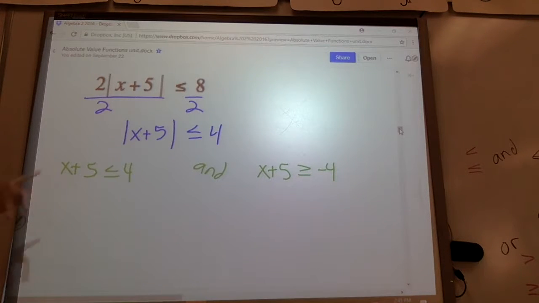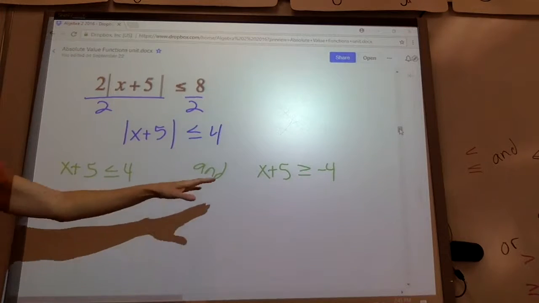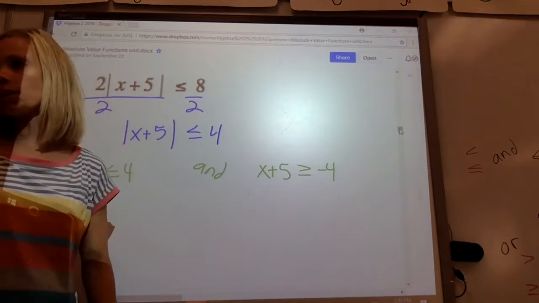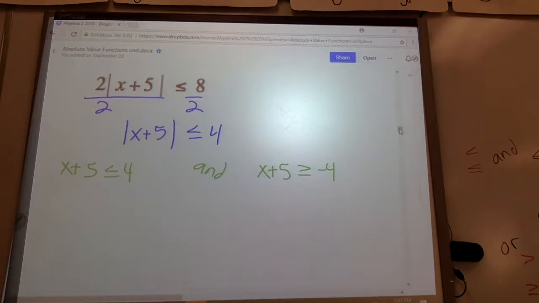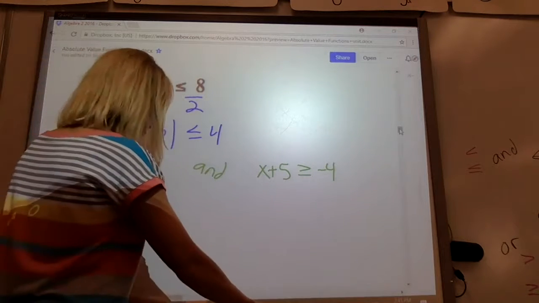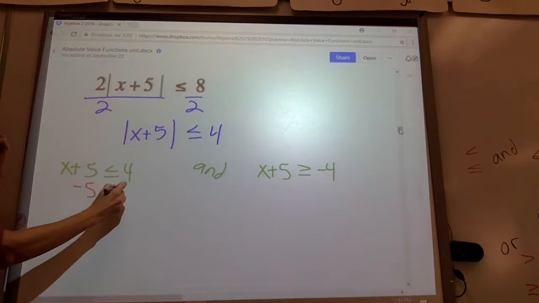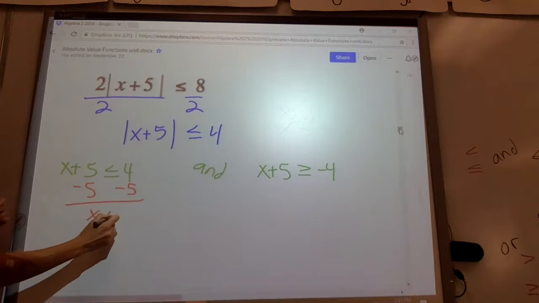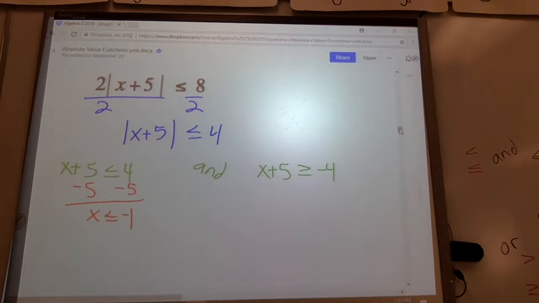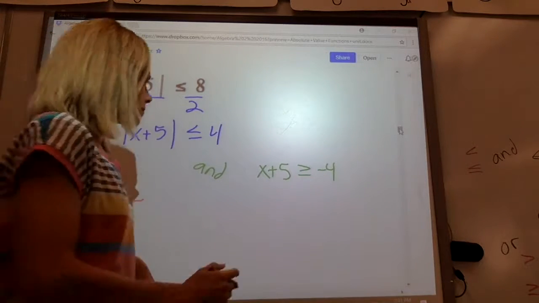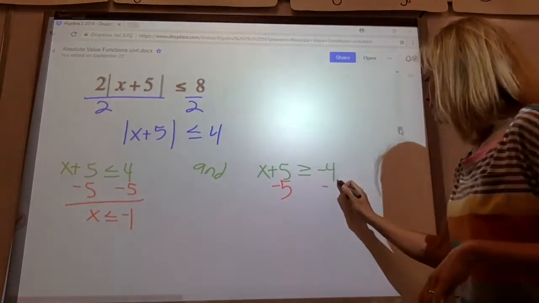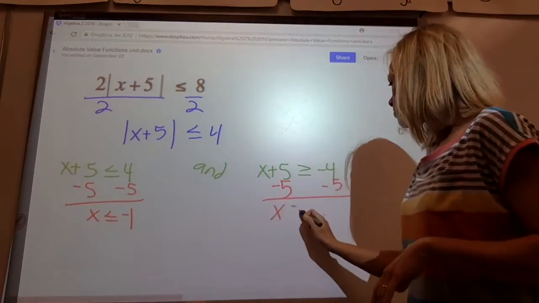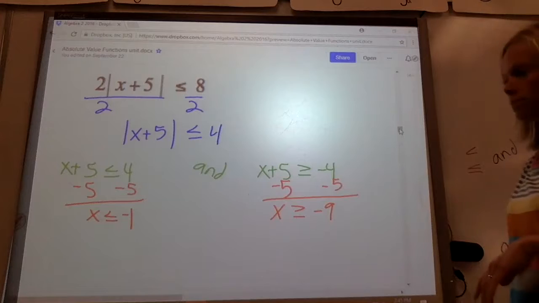So your pattern, keep the sign, keep the number, change the sign, change the number. That's kind of the pattern that you're doing. And then solve, okay? Just subtract 5. So x is less than equal to negative 1. Subtract 5 again on this side. X is greater than equal to negative 9.